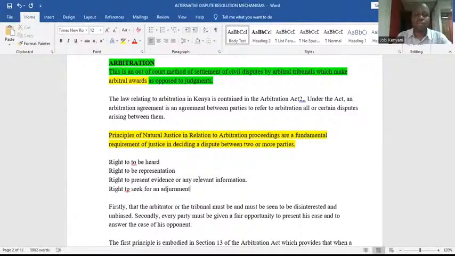So the arbitration body will have to be set up. It will be set up by the parties affected by that particular dispute proposing who will sit on this particular arbitration body.